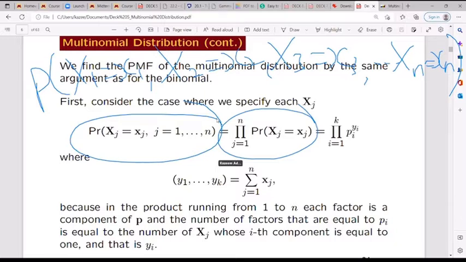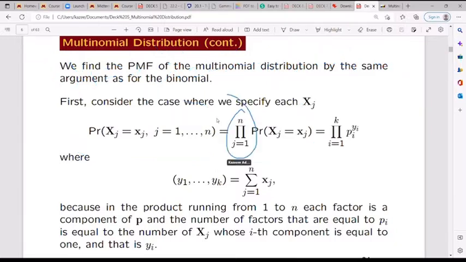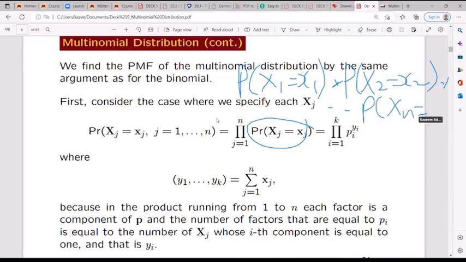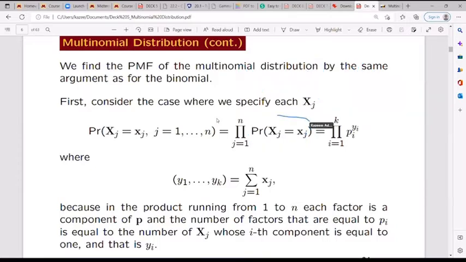This symbol here is for products. It means I'm multiplying the probability of X1 equal to small x1, multiplied by the probability of X2 equal to small x2, multiplied until I get to the probability of Xn. So what am I trying to do? I'm using the idea of independence: the probability of the joint is equal to the product of the marginals. In statistical theory, this is a way to write the product.